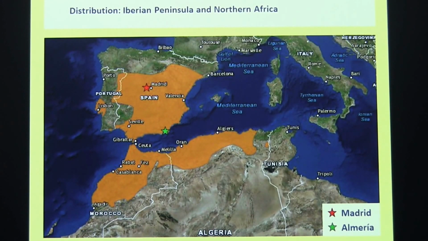The species is distributed in the Iberian Peninsula and Northern Africa, and in this map I also show the location of the two populations where I've been studying the species. One of them in Madrid in central Spain, and the other in Almeria in southern Spain.